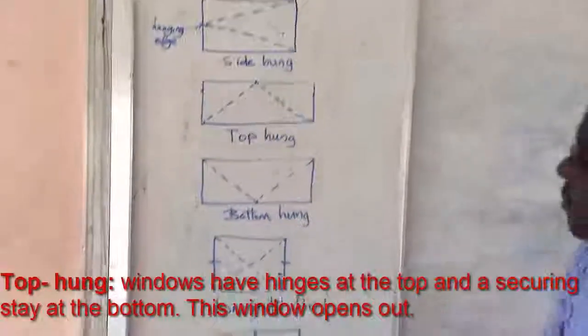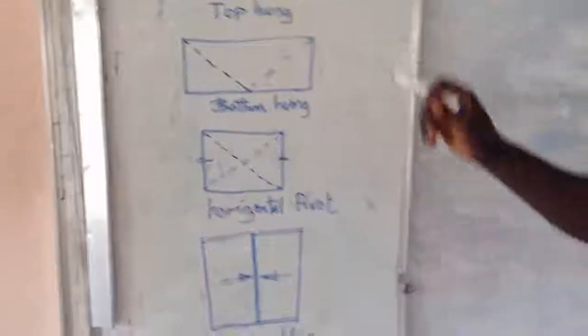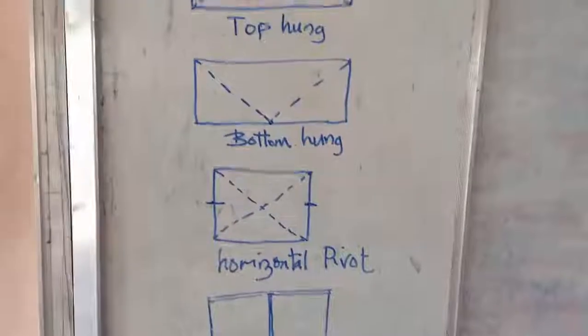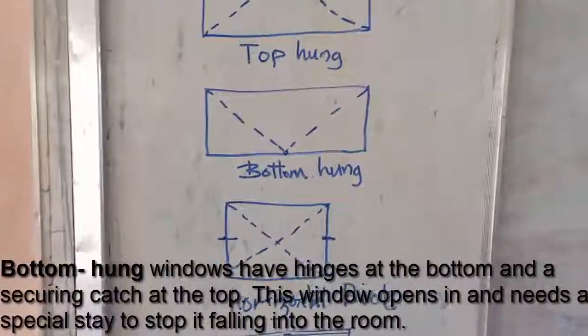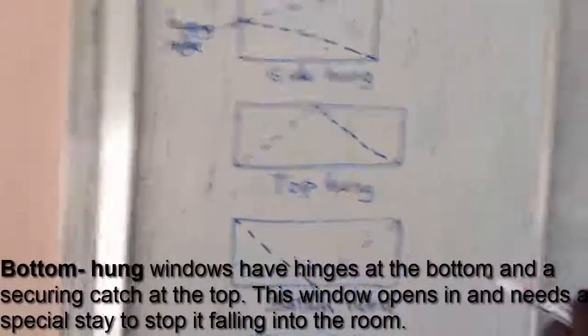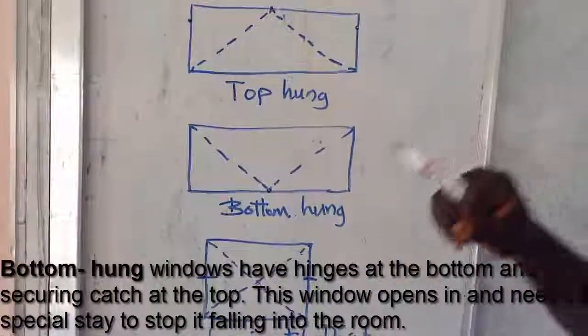The next one we have is the bottom hung window. With the bottom hung window, instead of opening it outside, you open it inside.